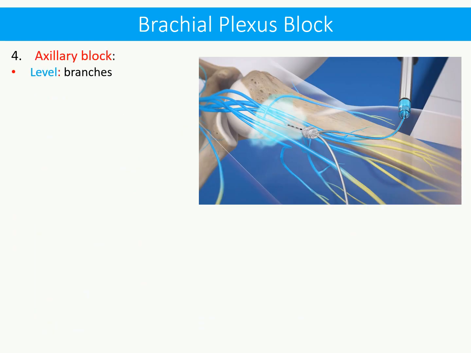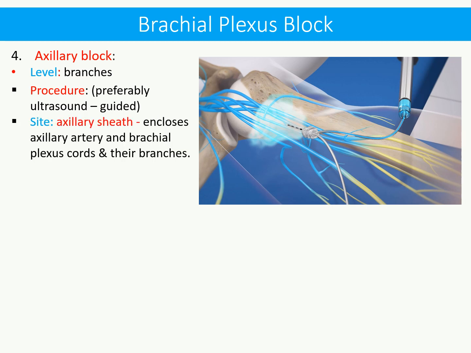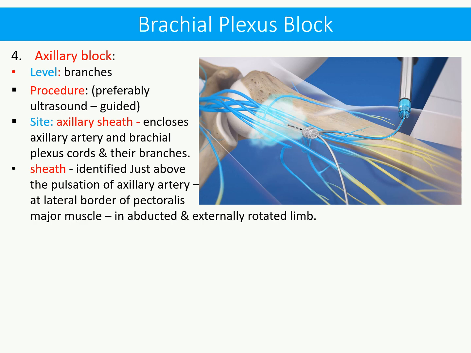Fourth type is axillary block, which is given at the level of branches of the brachial plexus. This procedure is performed preferably under the guidance of ultrasound. And the site is the axillary sheath, which is identified just above the pulsation of the axillary artery at the lateral border of pectoralis major muscle in an abducted and externally rotated upper limb.